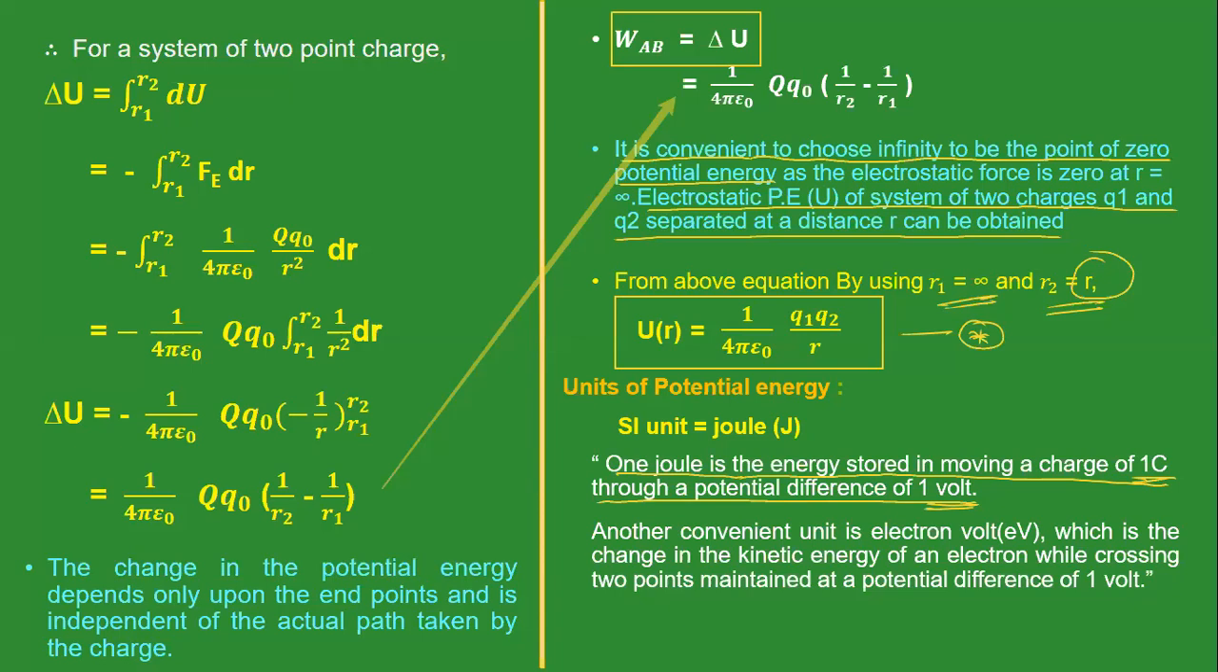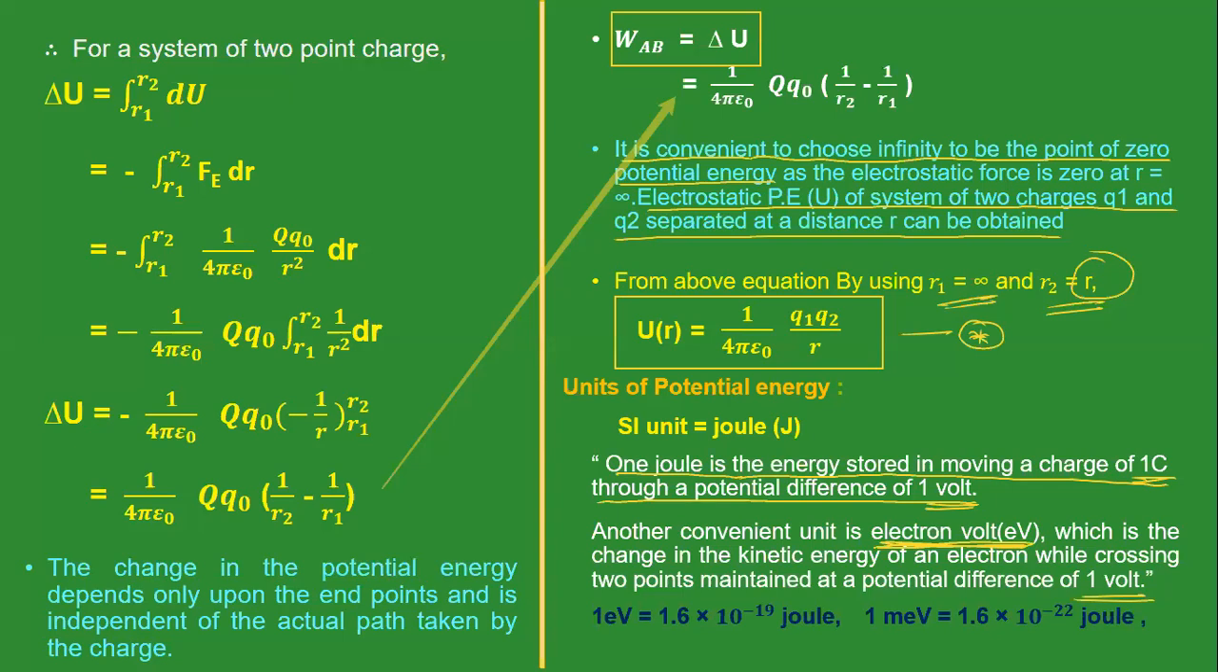Another convenient unit is the electron volt. This electron volt is also a unit of energy. We can represent this potential energy in electron volt, which is the change in kinetic energy. What is the electron volt? Electron volt is the change in kinetic energy of an electron while crossing 2 points which are maintained at a potential difference of 1 volt. If 2 points A and B are maintained at 1 volt, and an electron crosses these 2 points, then the kinetic energy of the electron is called 1 electron volt.